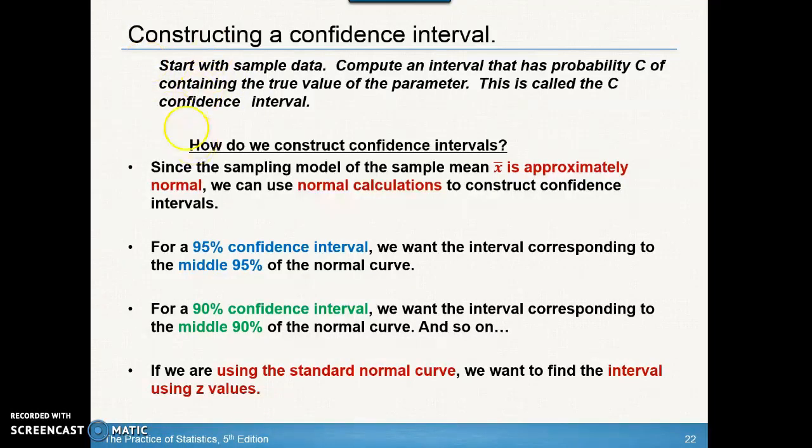All right, number one, we're going to start with our sample data. We'll compute an interval that has a probability C of containing the true value of the parameter. So we create an interval that we're 95% confident, 87% confident, whatever, contains the true population mean or proportion. This is called the C confidence interval. So how do we construct a confidence interval? Since the sampling model of the sample mean x bar is approximately normal, we can use normal calculations to construct our confidence intervals.